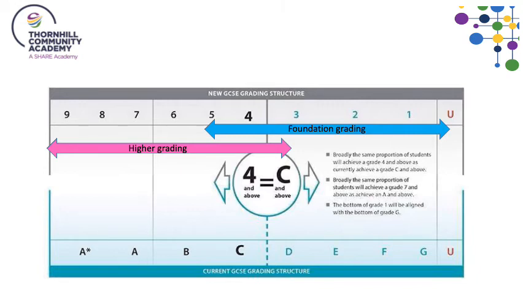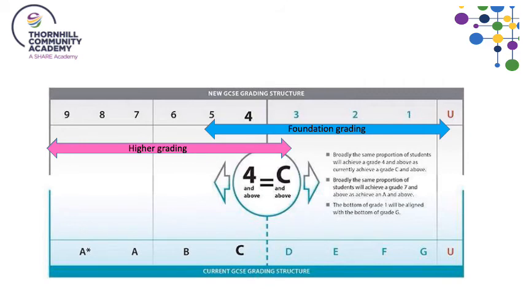particular subjects, you have just one paper and you don't have a tier of entry like foundation and higher. But if you can see on the screen now, your two different tiers of entry vary the grades that you can get. So for the higher tier, for example, you can get anything from a 3 all the way up to a grade 9. Okay, and that's where you get your top grades.